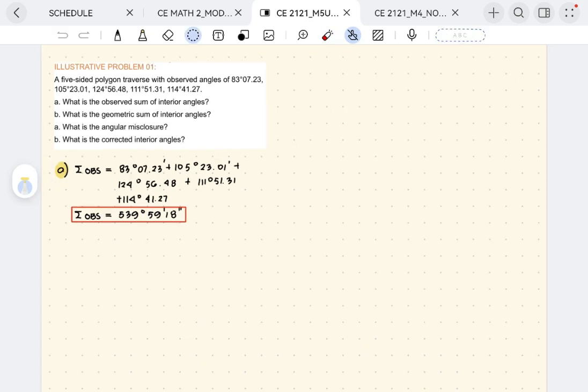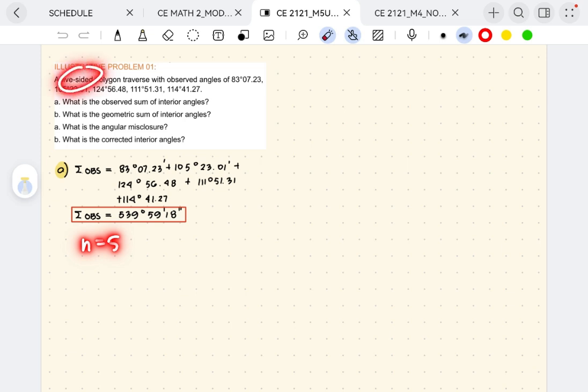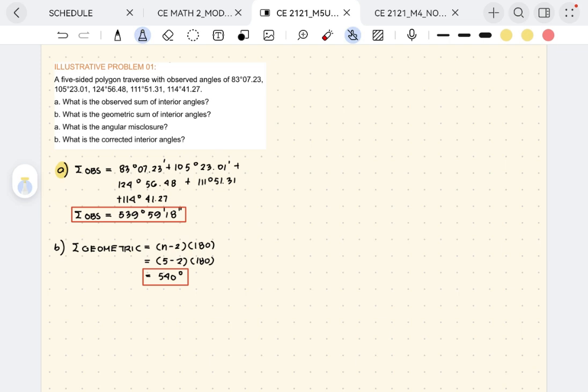For letter B, what is the geometric sum of interior angles? You all know that the formula for this one is n minus 2 multiplied by 180, where n is the number of the sides of your polygon. Here, the n value would be 5 since we are given a 5-sided polygon. So the sum of geometric is equal to n minus 2 multiplied by 180, and our n here is 5 since it is a 5-sided polygon, multiplied by 180. The ideal or geometric sum should be 540 degrees.